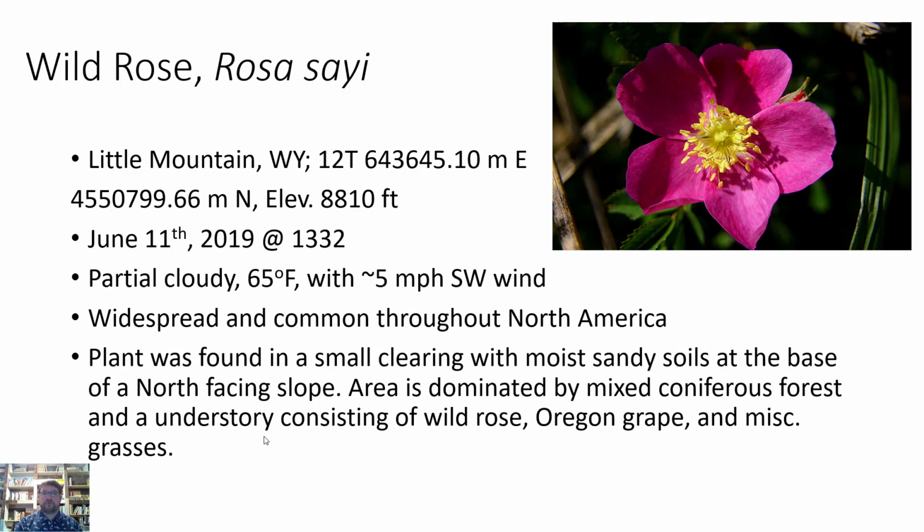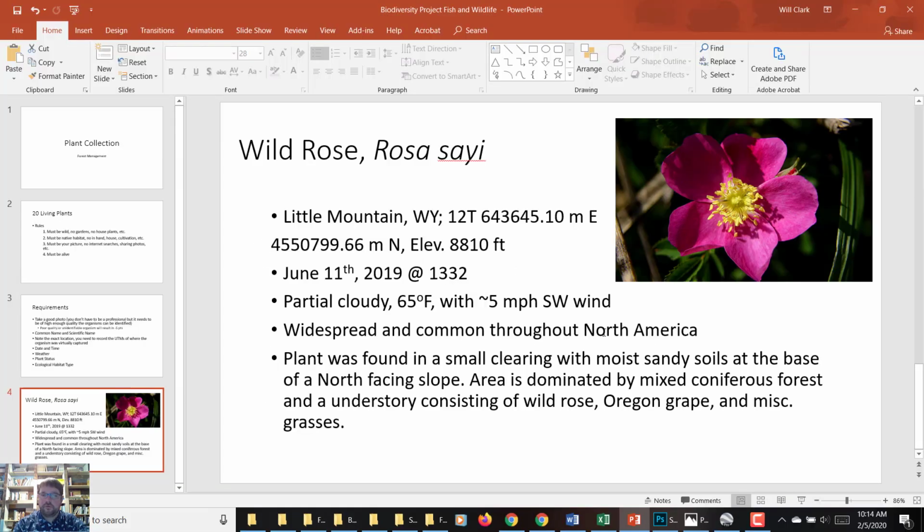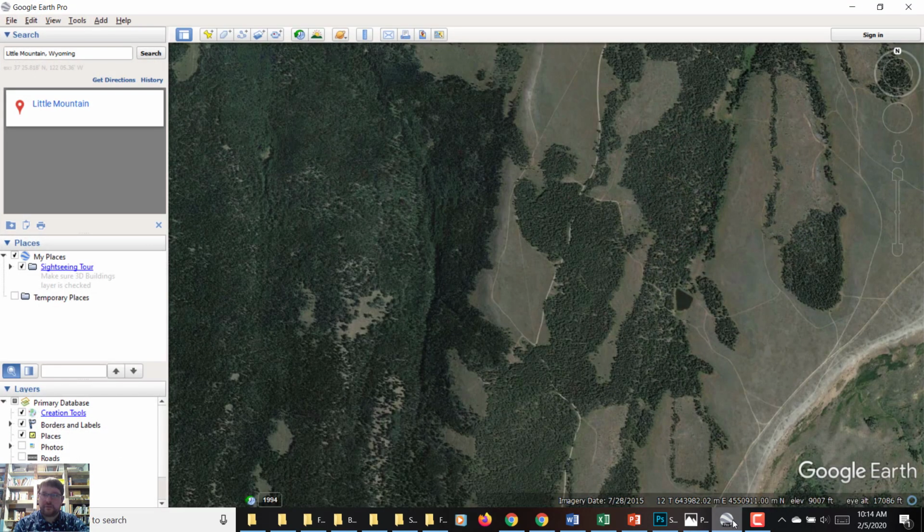All right, so some of you might be asking, well, how do I get UTMs? Okay, the best way to do this is download a free program called Google Earth Pro. Okay? And then when you're out, make sure that you're noting exactly where you're at. Okay, so this is Little Mountain over here. This is the road I was traveling on. Okay, the spot where I found my flower was T12 64 3645.